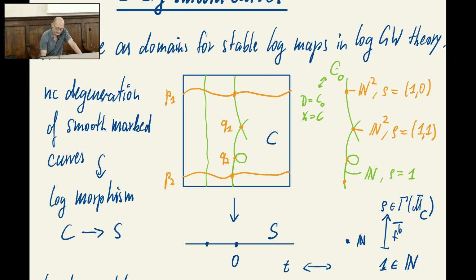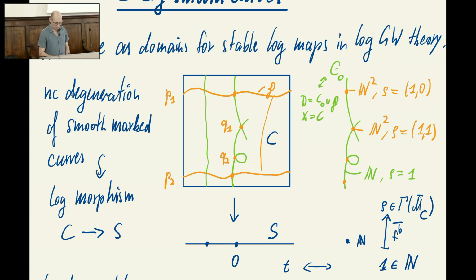Then there are two special points. So if we have marked points P, sorry, I said this wrongly. It's not just C0. We also want these sections. Let's call them curly P. And then I have to take C0 union P.